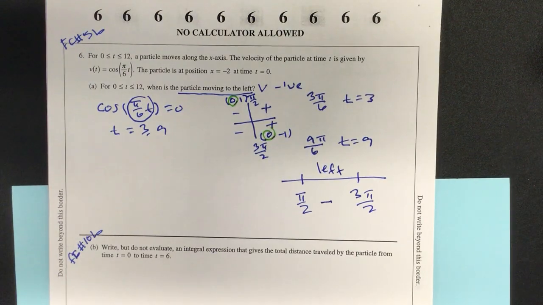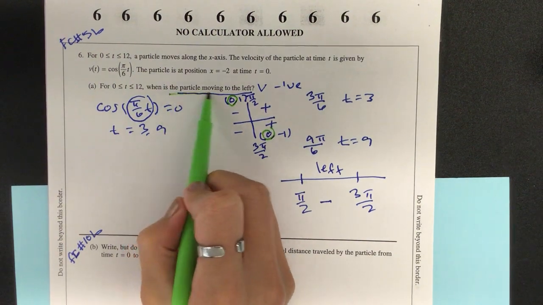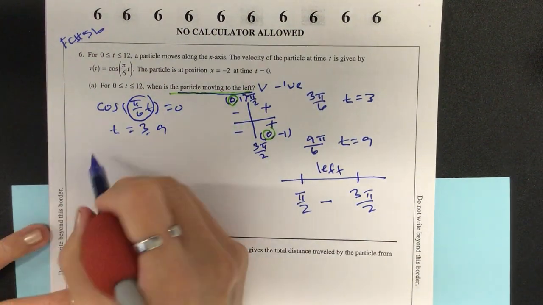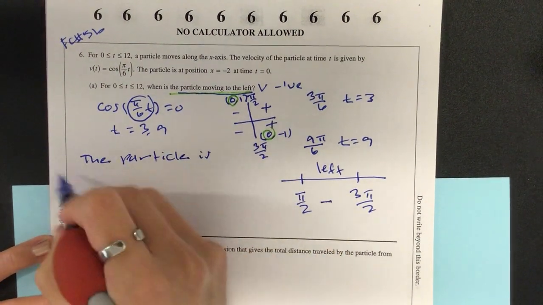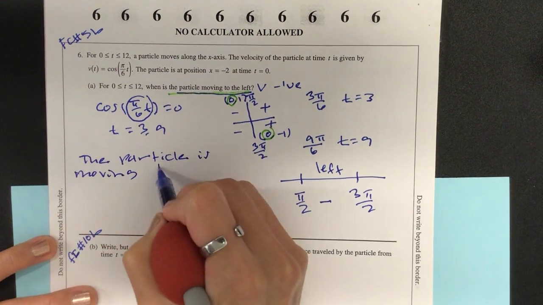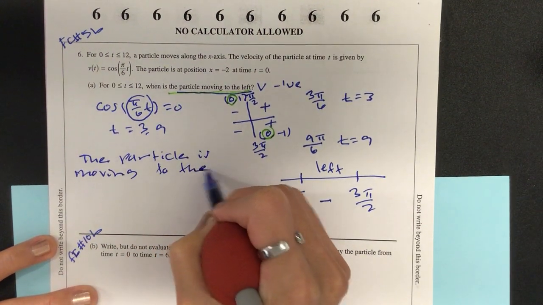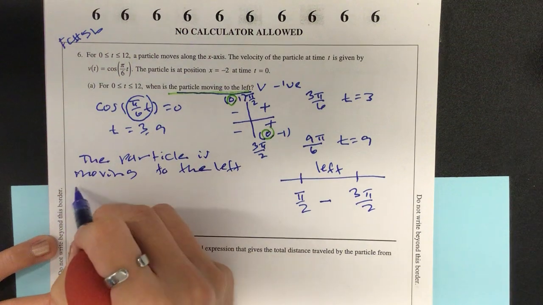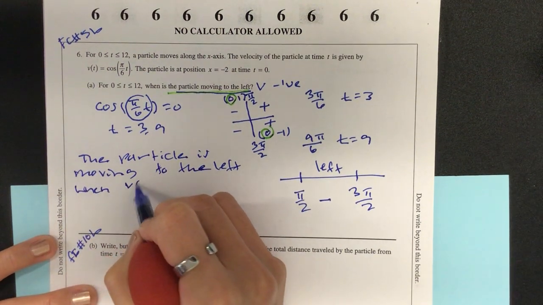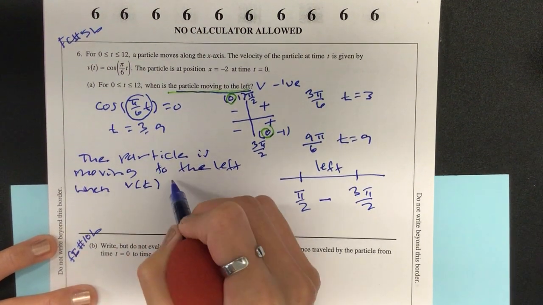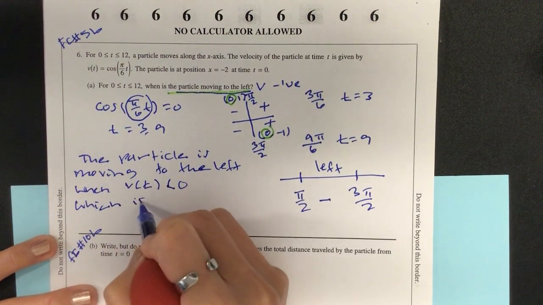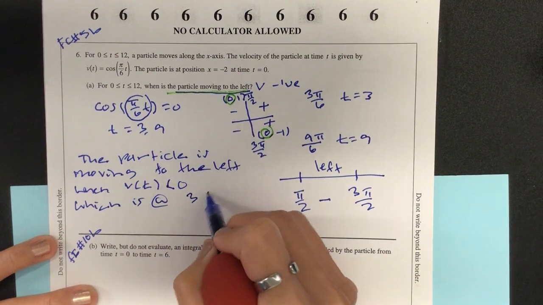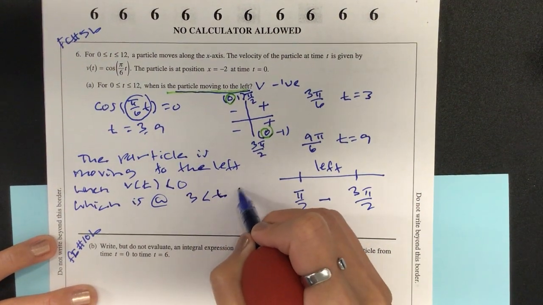And what does the question say? When is it moving to the left? I'm going to use this sentence stem right here. The particle is moving to the left when my velocity is negative, or I could say less than 0. They mean the exact same thing, which is at 3 < t < 9.